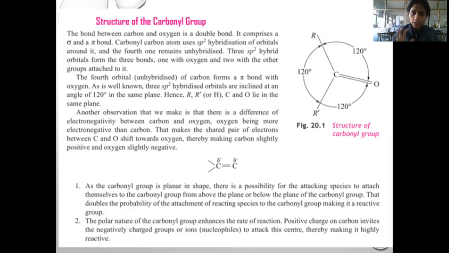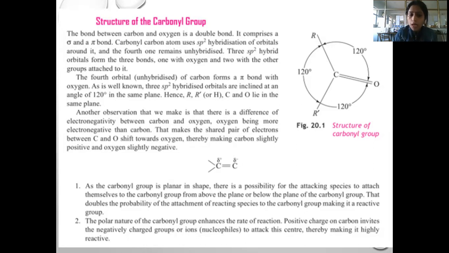Now, another important observation is that there is a difference in the electronegativity between carbon and oxygen. Why? Because oxygen is more electronegative. That is why in such compounds there is a partial positive character on the carbon atom and partial negative character on the oxygen atom. Here in the diagram below, it should be oxygen with delta minus, not carbon.